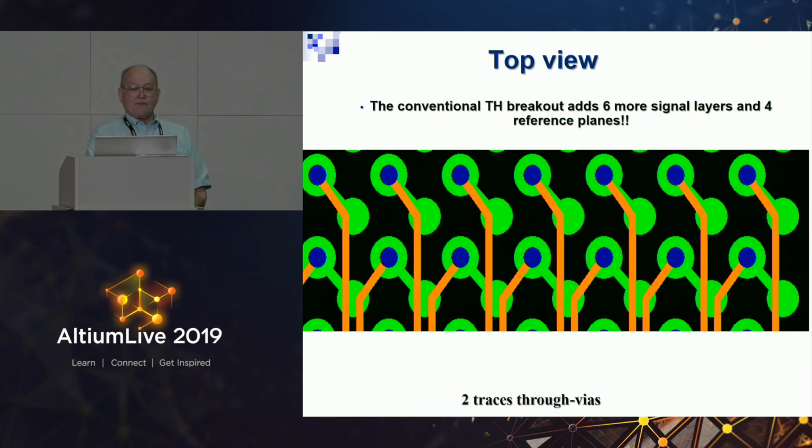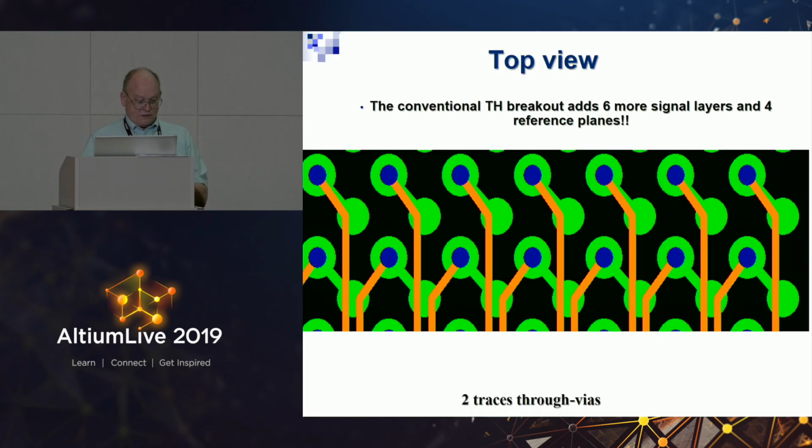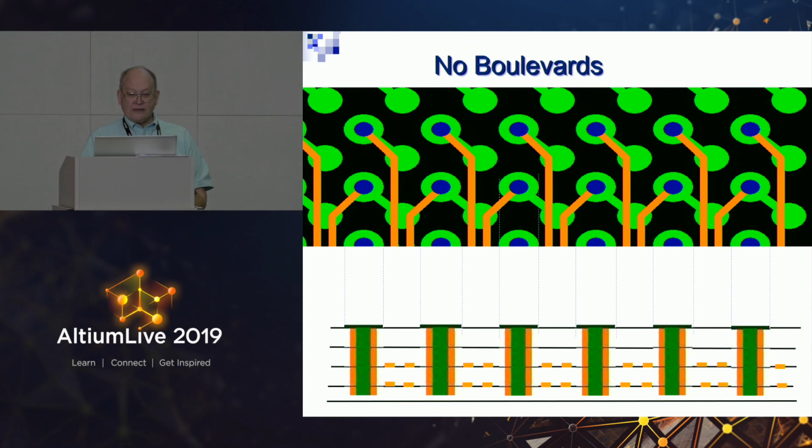So this is a top view of the conventional multilayer. You know, you're only going to get 2 traces between the vias. And so from a side view, it looks like that. So there are no 13 traces, because the holes are in the way all the time.